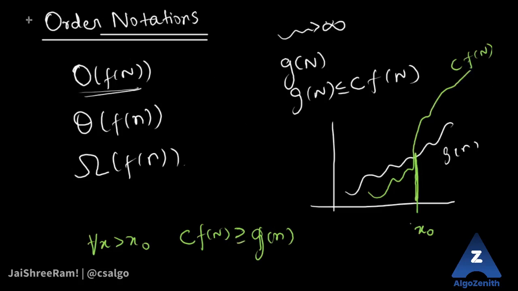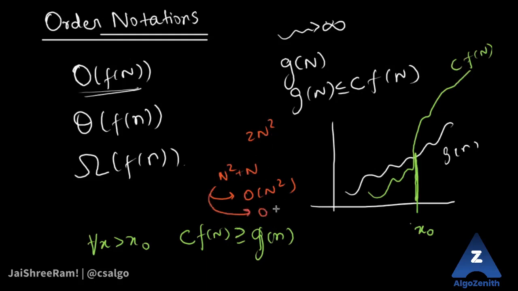So let's say there is a program which is taking n square plus n number of steps. So this is order n square, right? Because you can take 2 times n square, right? For this n square, you can take c equal to 2, and beyond say n equal to 10, this function is bigger than this function, right? So this is definitely order n square.